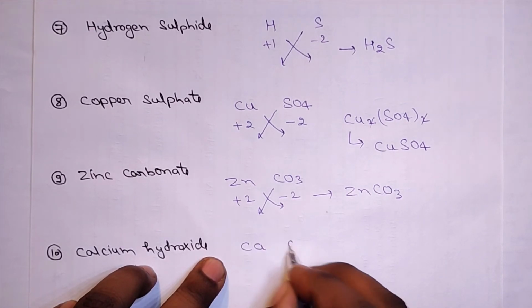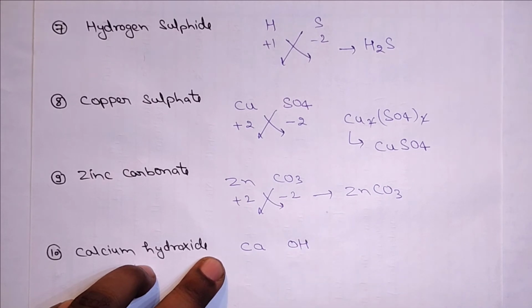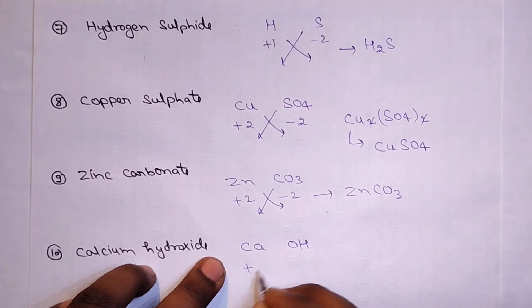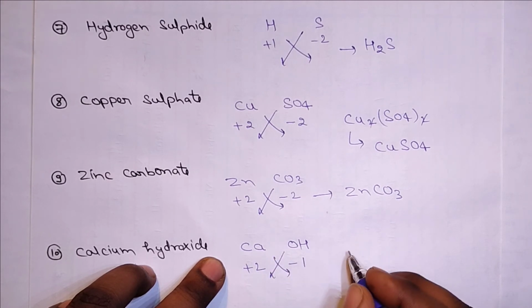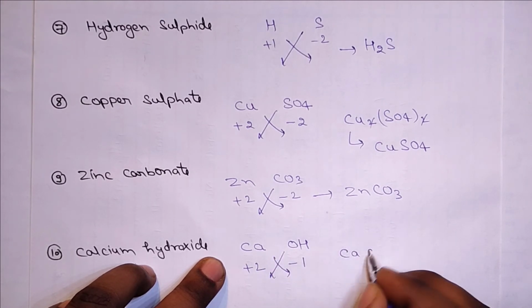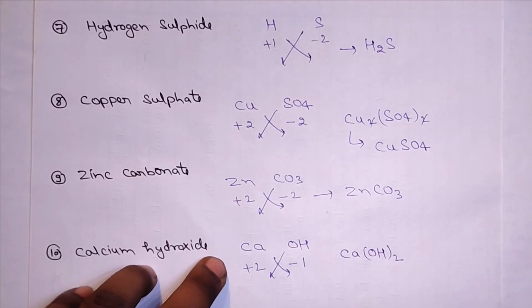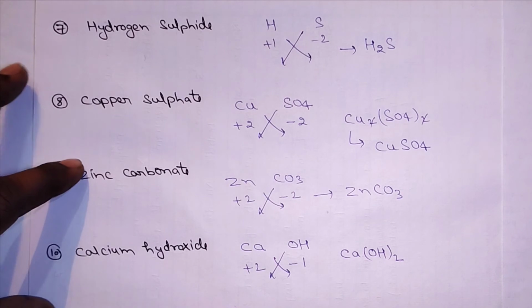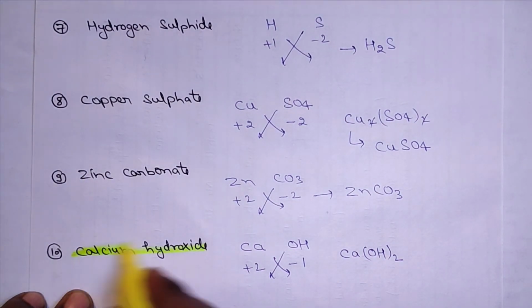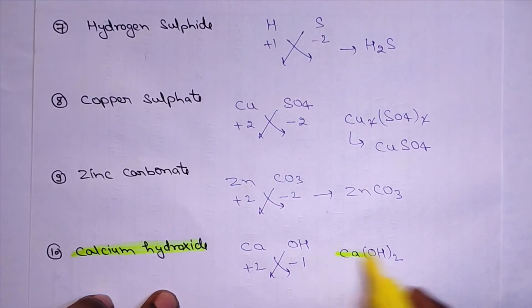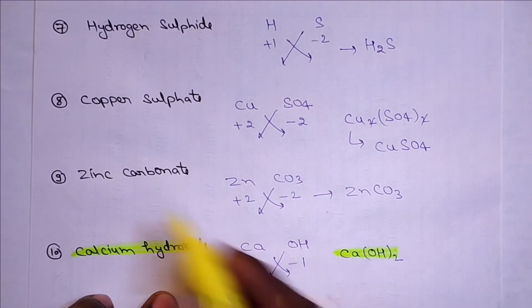And we are going to take our last example, calcium hydroxide. Symbol of calcium is Ca, hydroxide OH. Valency of calcium is +2, hydroxide is -1. Crisscross method, and the formula is Ca(OH)2. I am going to highlight the formulas once again. Just see, calcium hydroxide, and its formula is Ca(OH)2.